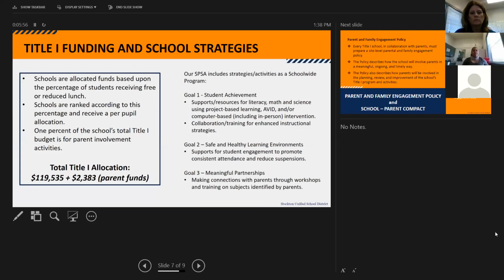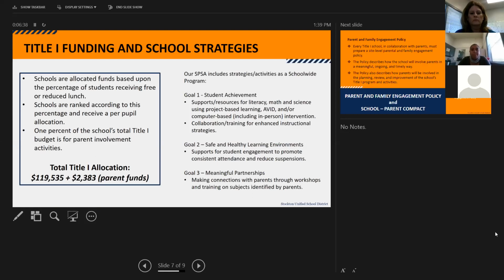And along with our SIPSA, that's how funding takes place. Our current funding for the 2021 school year for Title I is $119,535. And then we have an additional $2,383 strictly for parent funds. Schools are allocated funds based on the percentage of students receiving free or reduced lunch. So parents, if you have not filled out your free or reduced lunch form for this year, please come into the office or go online and get it done.